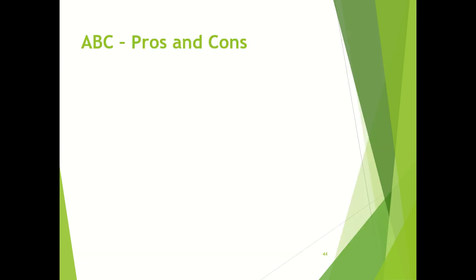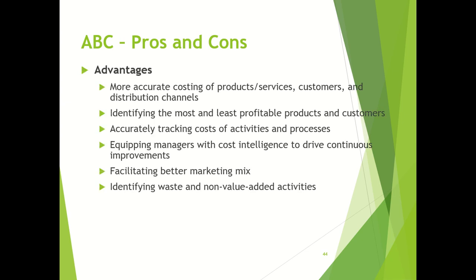So what are the advantages and the disadvantages of using the activity-based costing? So mag-advantages muna tayo. So through the ABC system, it allows managers again to assign costs to activities and products more accurately than standard costing permits, no? So here are some of the advantages. So most accurate costing of the products or services to customers and distribution channels. Bakit? Because we have determined it through the cost drivers, the appropriate cost drivers. Identifying the most and least profitable products and customers, no? Also, accurately tracking costs and activities as well as the processes.